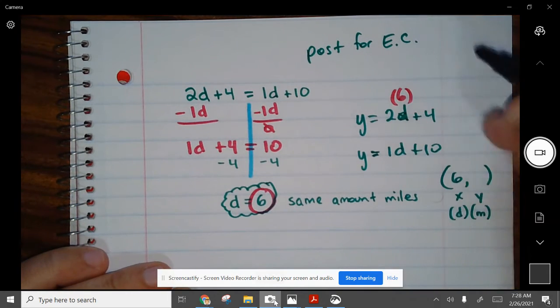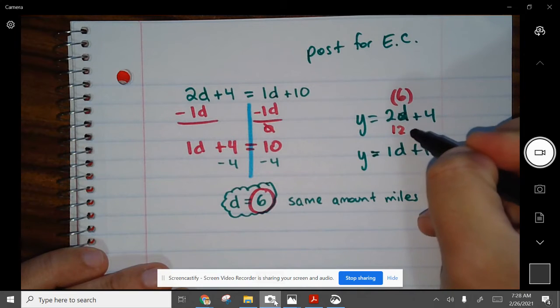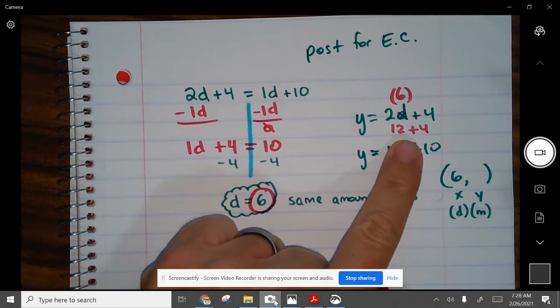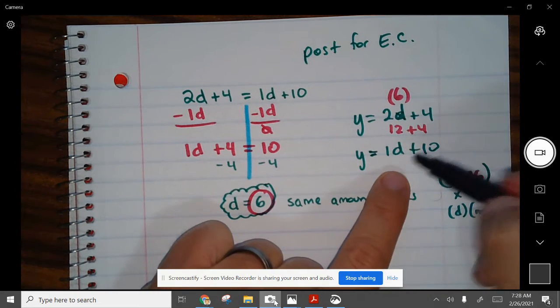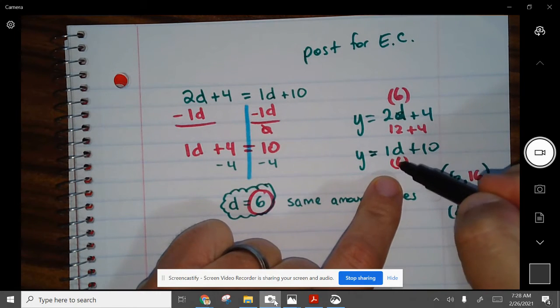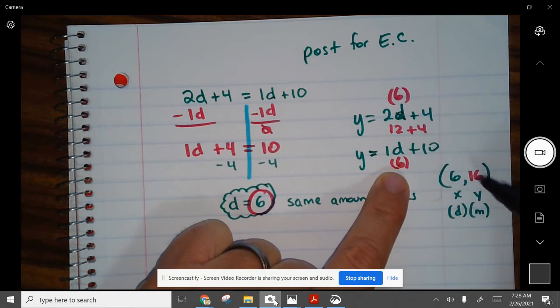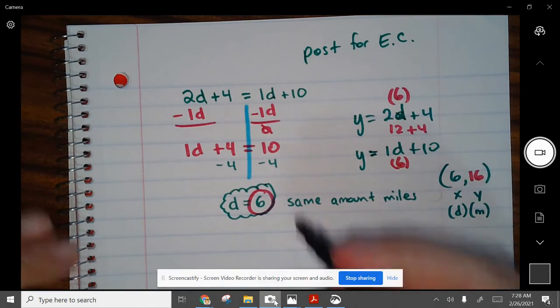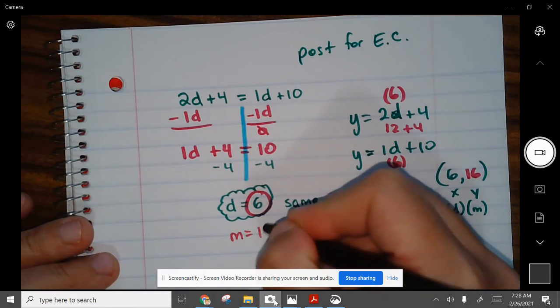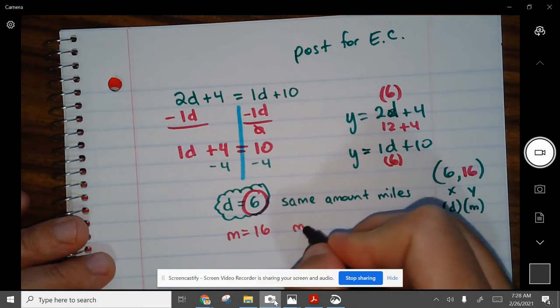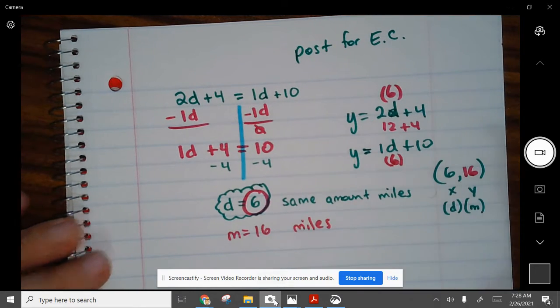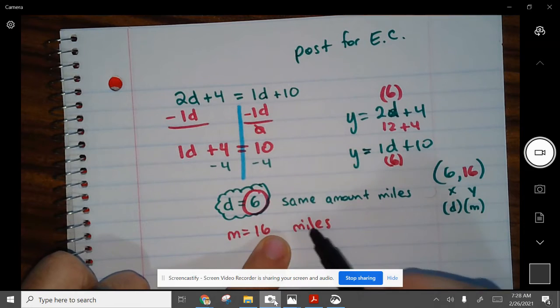Plug in the 6. 6 times 2 is 12. 12 plus 4 is 16. Let's make sure that's true. What if I put 6 here? 6 times 1 is 6, plus 10 is 16. So they ran 16 miles. Now on these problems, they're usually just going to ask you one or the other. They're going to say, how many days or how many miles?